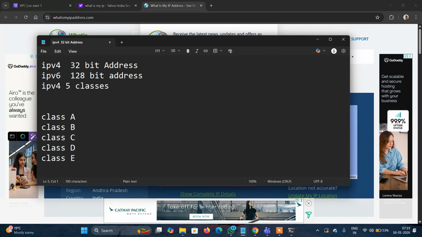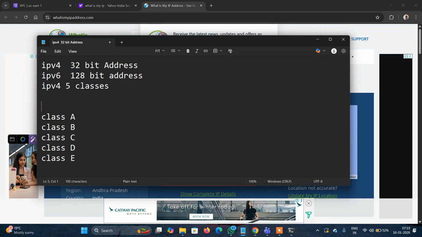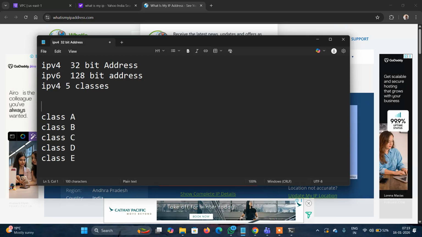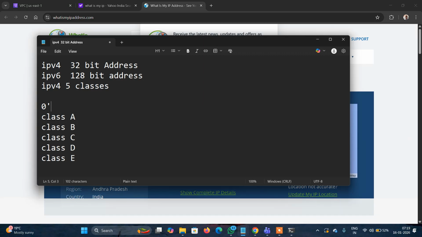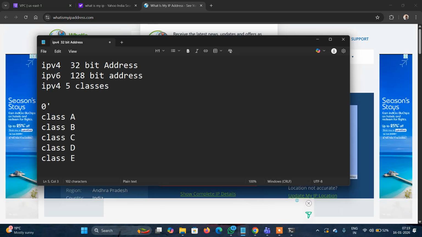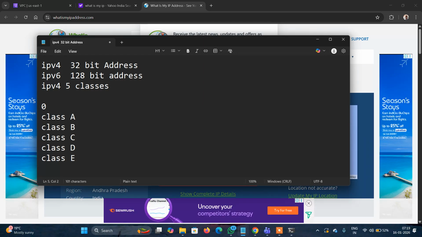How many types of IP address are there? 5. A, B, C, D, E. In this one, which ones do you use? Generally, inside the internet and local network, A, B and C. So, what is the range of IP address? It starts like this. What is the range of IP address?